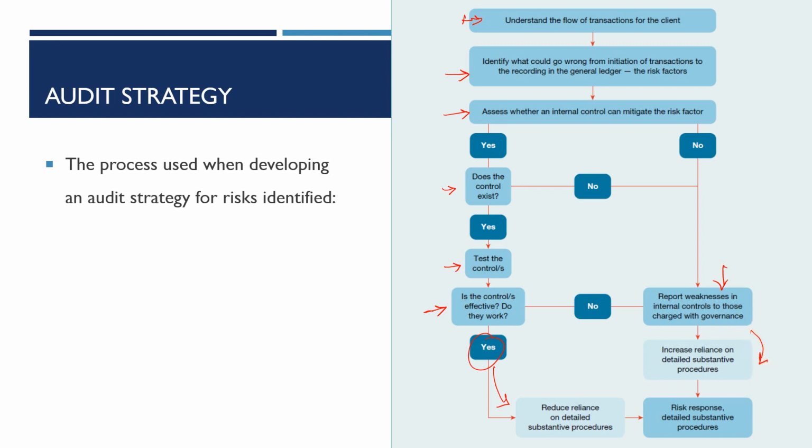If the client does not have in place appropriate controls for the identified risks, the audit strategy is to conduct few or no tests of controls for the identified risk. The auditor reports the weaknesses identified to those charged with governance, makes recommendations on improving the controls, and increases the reliance placed on detailed substantive procedures.